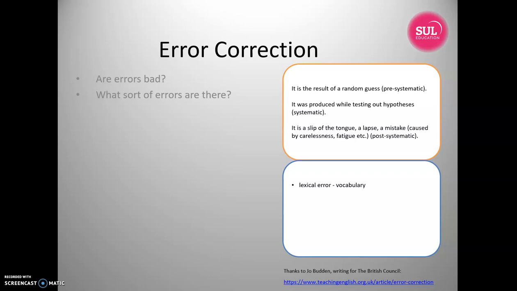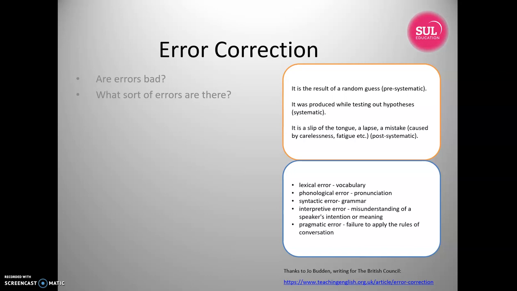Now, what sort of errors are there? There are lexical errors, errors with vocabulary, or phonological errors, errors with pronunciation. Syntactic error, this is a grammar error. Interpretive errors, misunderstanding of a speaker's intention or the meaning. And a pragmatic error, which is failure to apply the rules of conversation. For example, turn-taking.